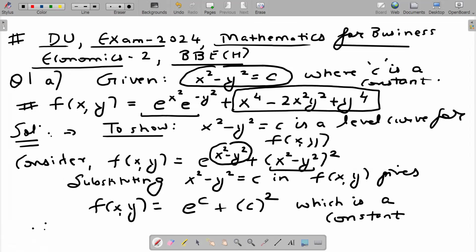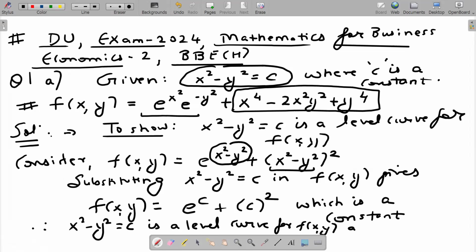So I can say that therefore x square minus y square equal to c is a level curve for f of xy. At what height? At the height e to the power c plus c cos square. I can say that x square minus y square equal to c is a level curve for the function f of xy at this particular height. So I hope all students have understood how we have solved this.